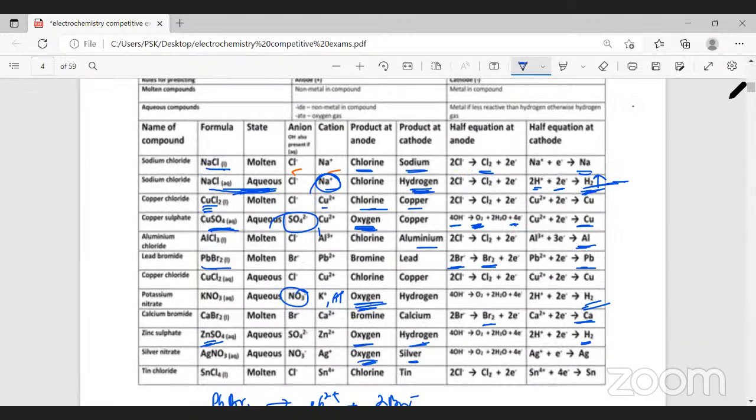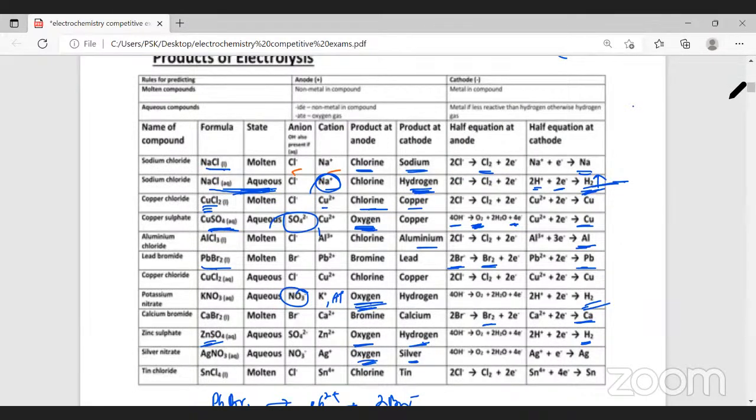So this tabular column, this chart, you can just concentrate on in this video. This is an important question. You should know how to predict the products formed at anode and cathode during electrolysis. Any clarification so far? Any clarification?